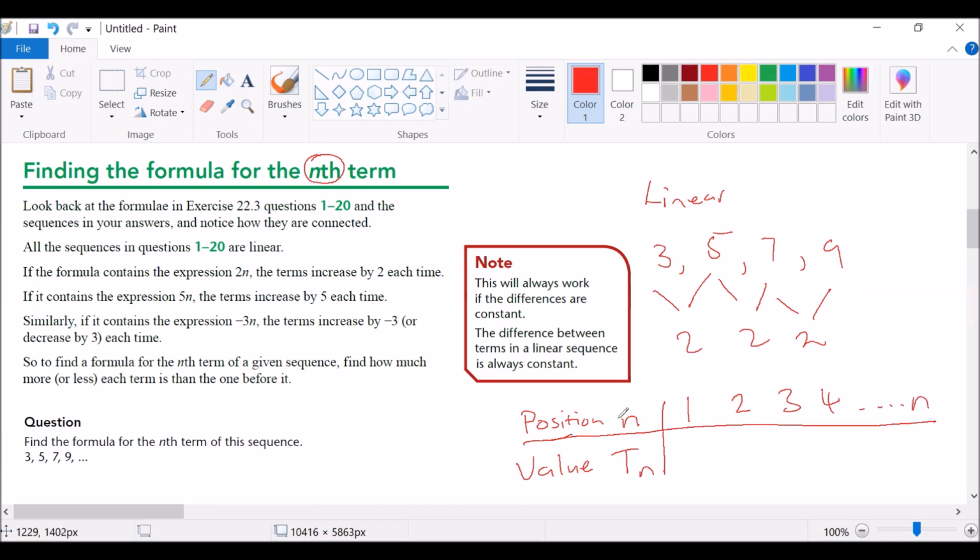So position is n, and the term at position 1 is 3. The term at position 2 is 5. The term at position 3 is 7. The term at position 4 is 9. So that's where the n comes from.